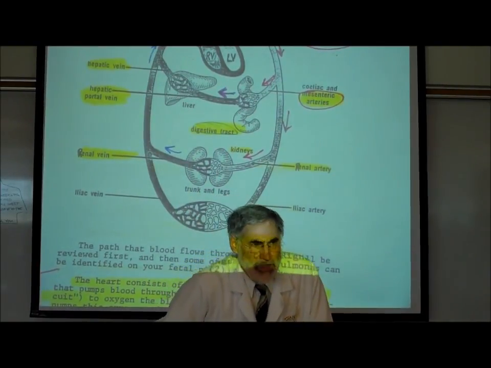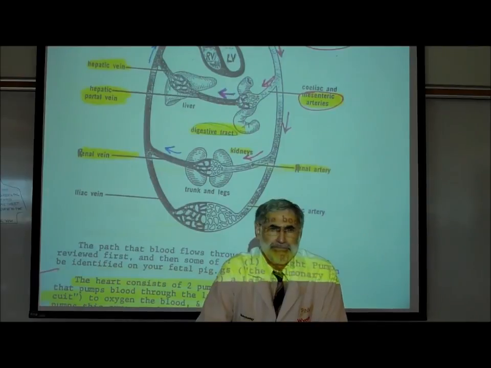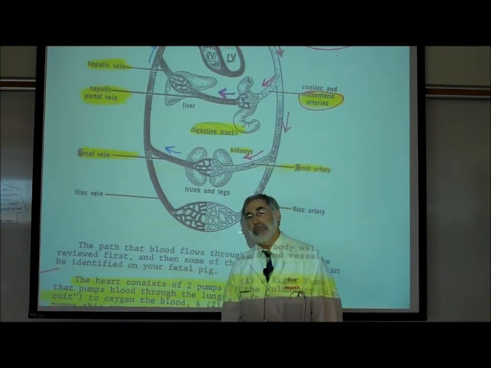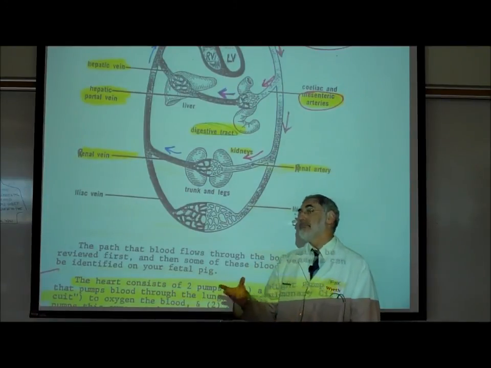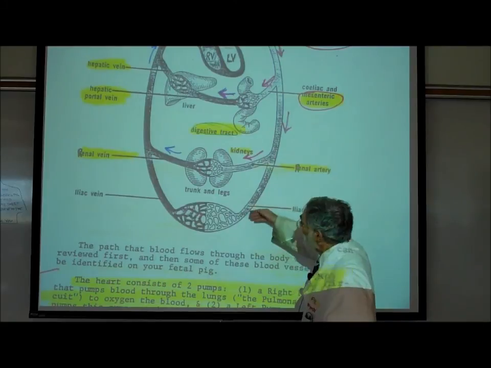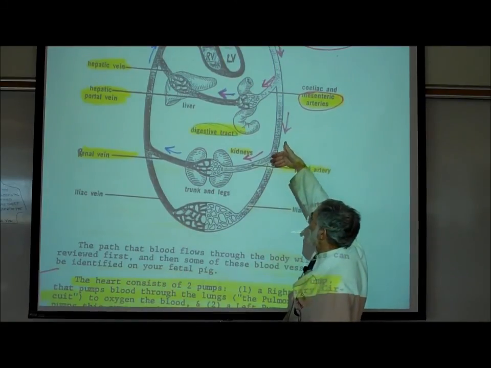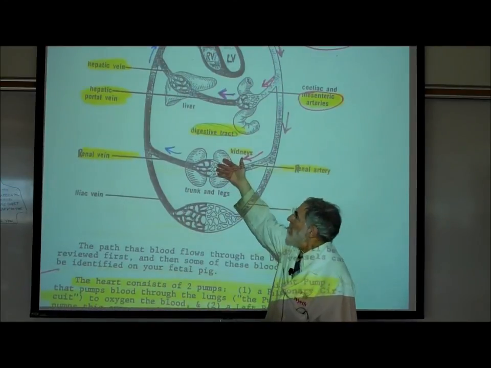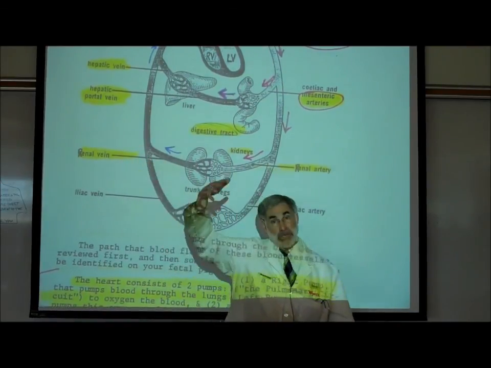Does anybody know what the function of your kidneys are? Good, to filter the blood, to filter out or remove waste products out of the bloodstream. So, interestingly, while the renal artery is bringing oxygenated blood to the kidneys, it comes out through the renal vein with less oxygen.